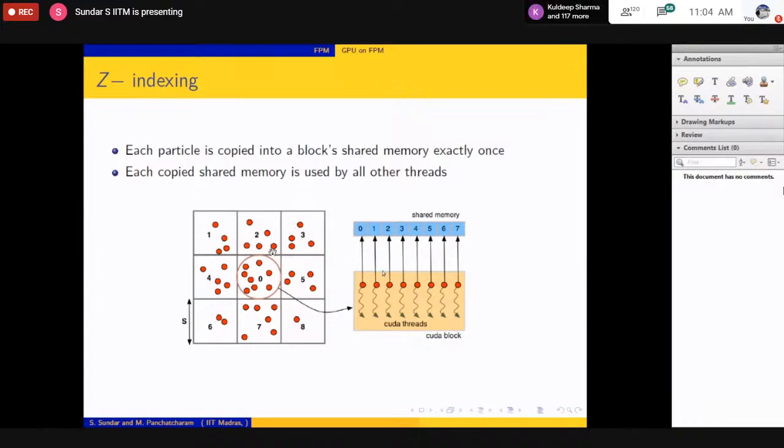So now in particle management, I wanted to show you that each particle is copied into a block's shared memory exactly once. Each copied shared memory is used by other threads. That's what I told you. Okay. So whatever particles, we block them like that and put them in your CUDA threads. It's called GPU and the programming is CUDA.